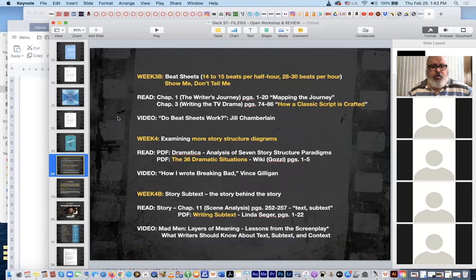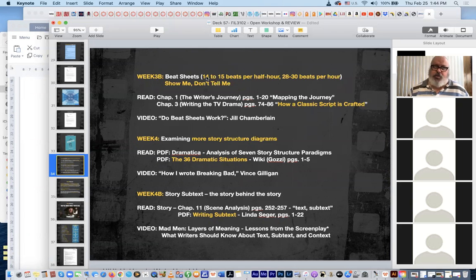Okay, so in week 3B, we also tackled the concept of the beat sheet. One of the key takeaways I wanted you to have from the beat sheet section was the idea that if we look at a TV show, for instance, but this goes for pretty much any dramatic structure, let's say a half an hour show. That half an hour show is probably going to have 14 or 15 beats in that 28 to 30 minutes, as opposed to the 1 hour structure, which is going to have 28 to 30 beats.